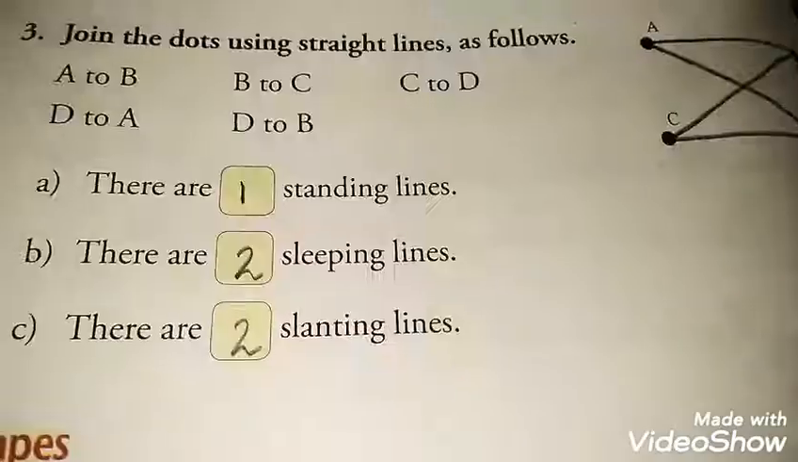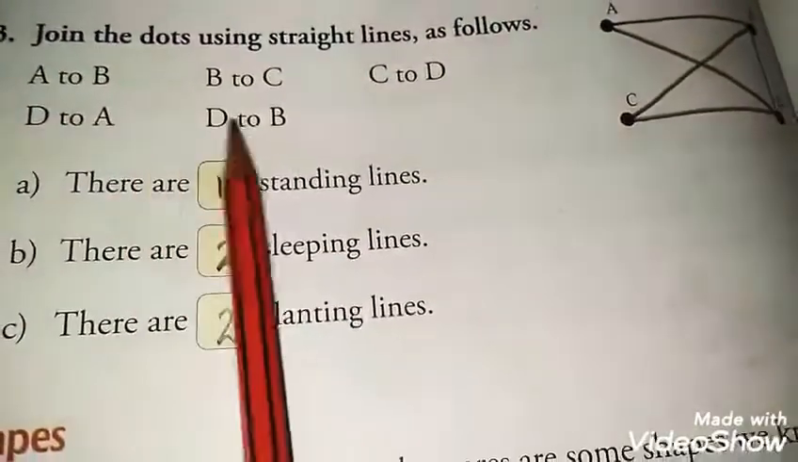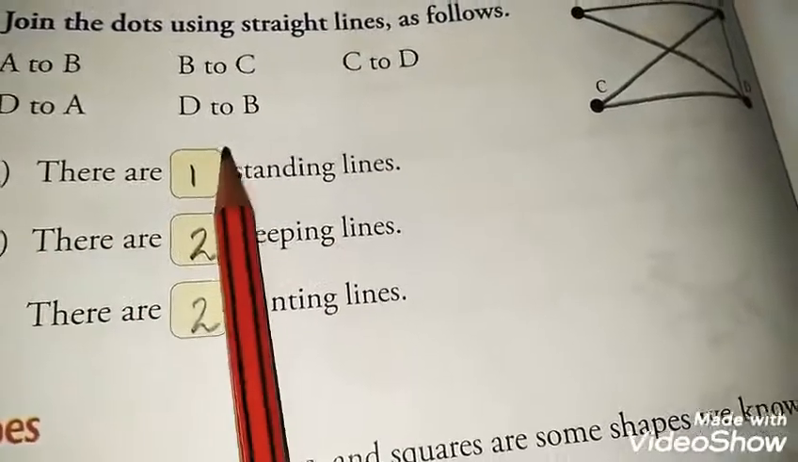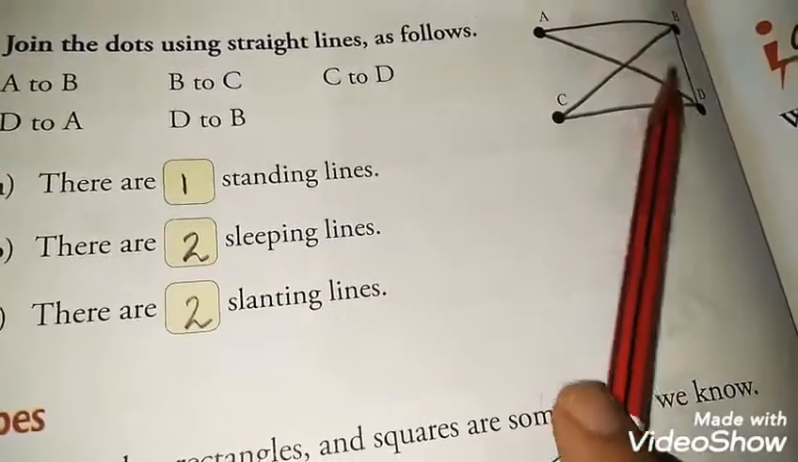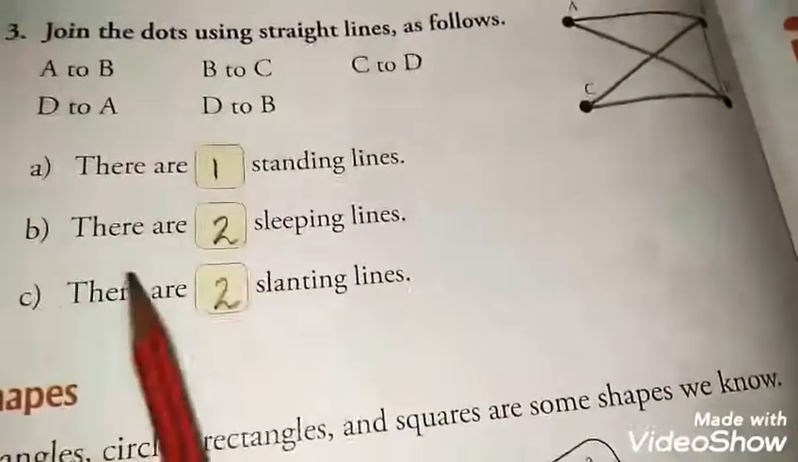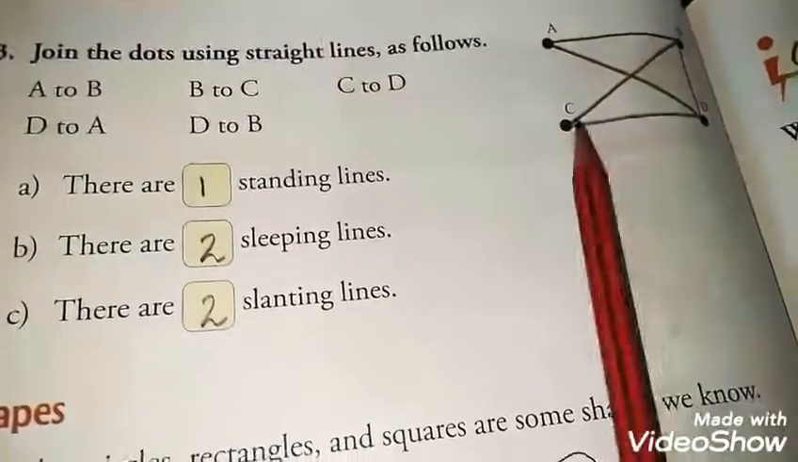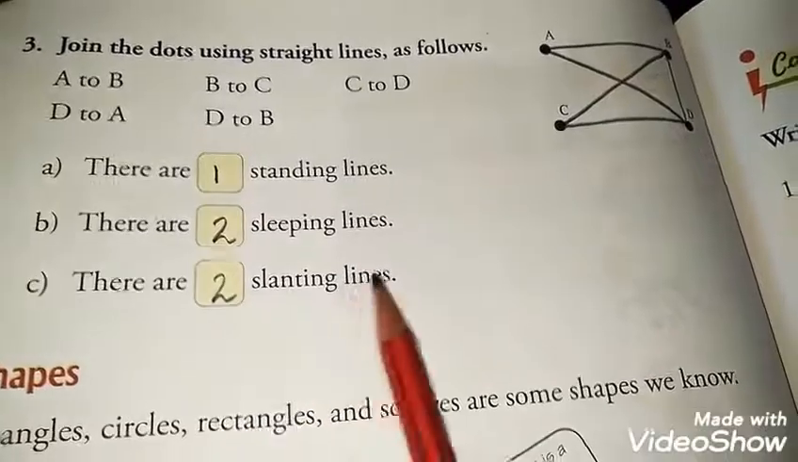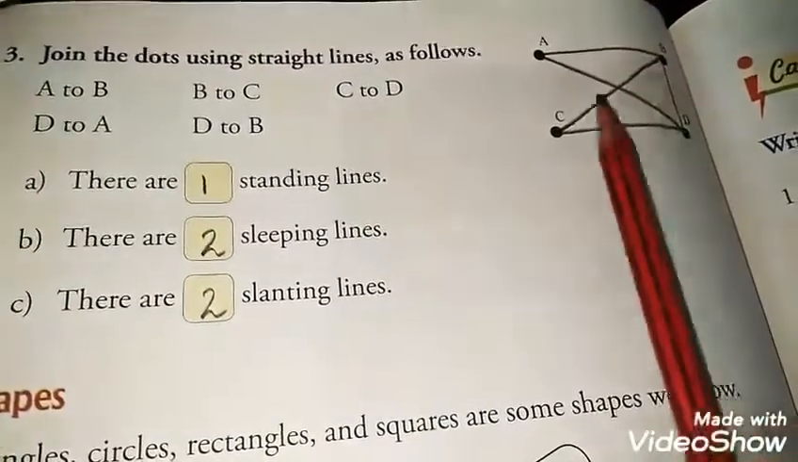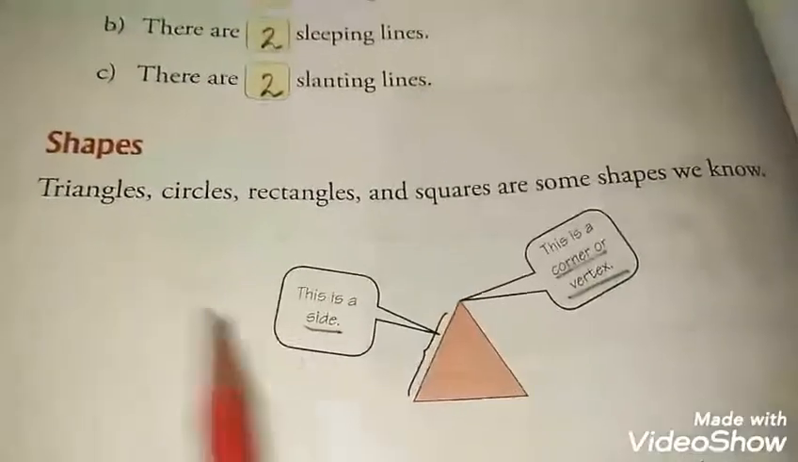Next is our join the dots using straight lines as follows. See, A to B, B to C, C to D, D to A and D to B. See, I have drawn here. First, there are dash standing lines. There is only one standing line, this one, B to D. So 1. There are dash sleeping lines. There are 2 sleeping lines, A to B and C to D. So 2 sleeping lines. Next, there are dash slanting lines. There are 2 slanting lines, C to B and A to D. So, 2 slanting lines.